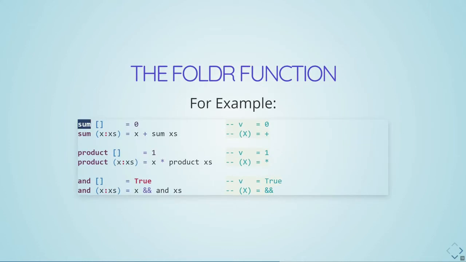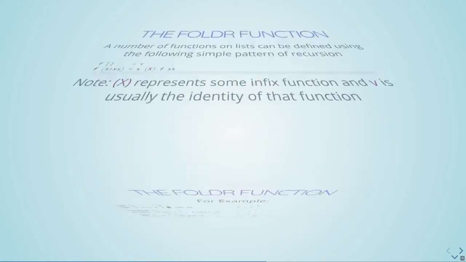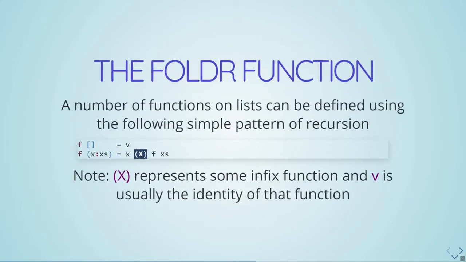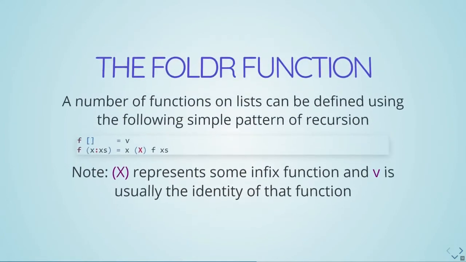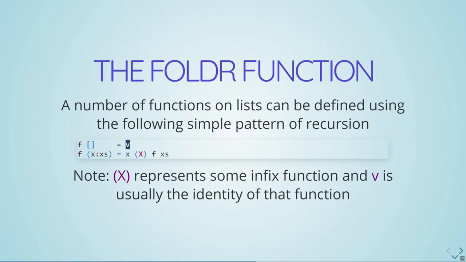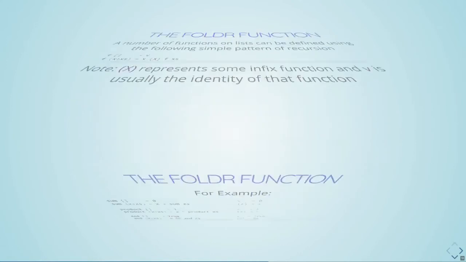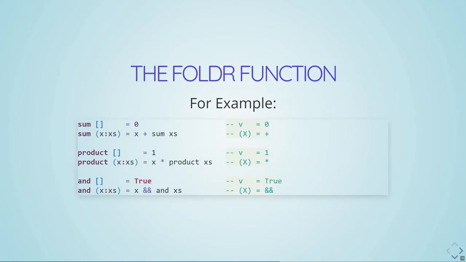So sum, the way it's going to work is you're going to move through the list. In this example, this x operator is going to be plus, and this v, this value that we return at the empty list, is going to be 0. So the idea is we're adding everything together, and when we get to the empty list, 0 is the obvious choice for v, because anything plus 0 is just that same thing. It's like we're already done.